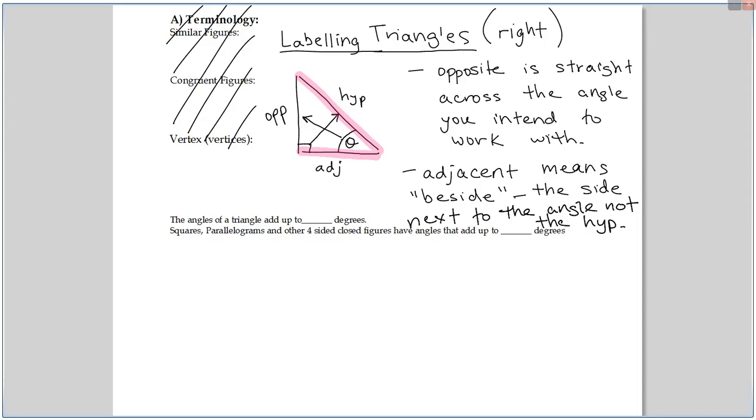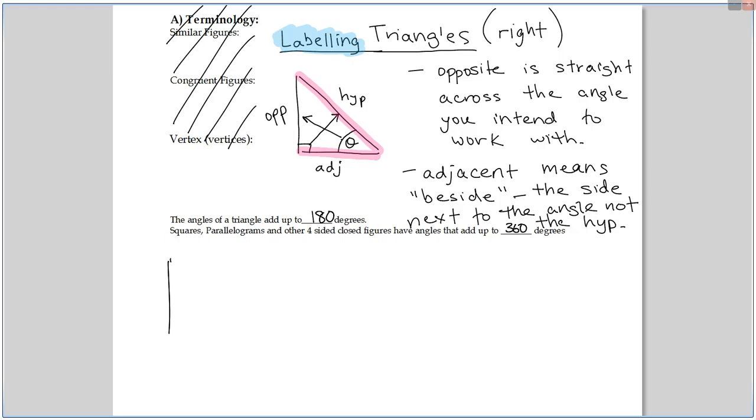All right. And we're going to practice labeling today. And labeling is crucial to your success in trigonometry. Okay? So labeling is the first step to success. You have to be able to label a right triangle. The other little tidbit on this page that you should know is that the angles of a triangle add up to 180. Squares, parallelograms, and other four-sided closed figures have angles that add up to 360.